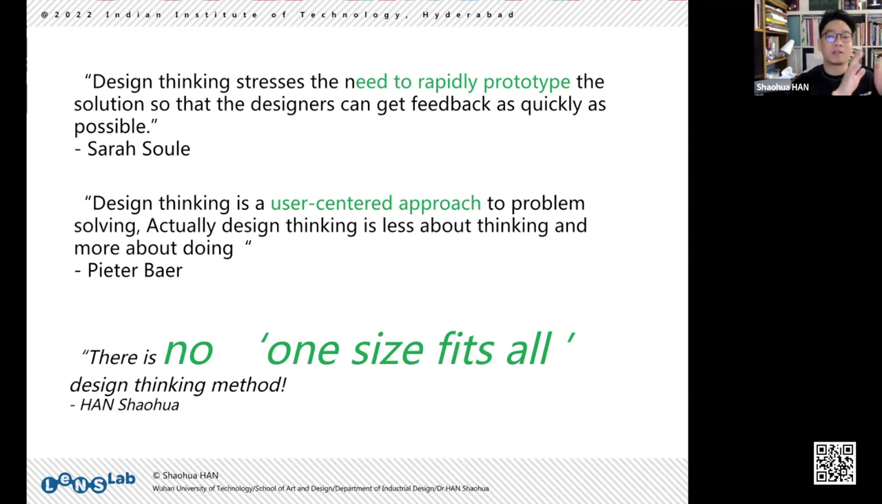But from my experience with my students and my customers, I found that there is no one-size-fits-all design thinking method. So even after this evening's lecture from my not so good presentation, you got some design thinking methods, but maybe some of them fit you well, and some of them do not fit you so well, right?